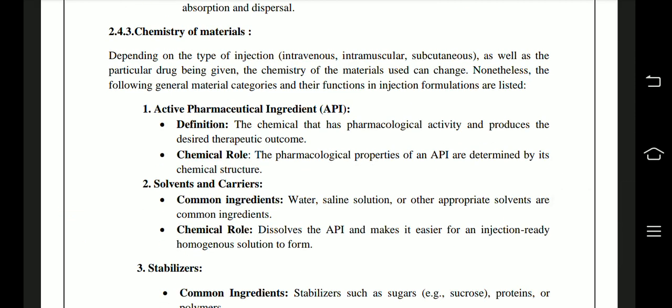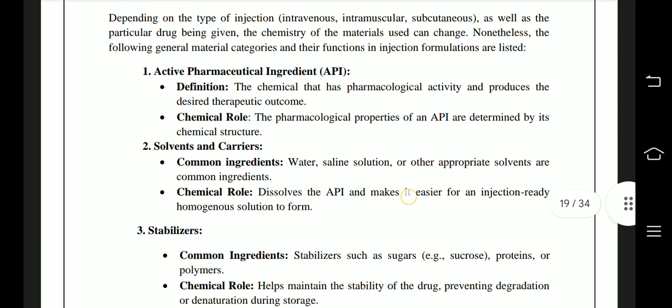Chemistry of material: depending on the type of injection, intravenous, intramuscular, subcutaneous, as well as the particular drug being given, the chemistry of the material can change. Nonetheless, the following general material categories and their functions in injection formulation are listed. Active pharmaceutical ingredient.